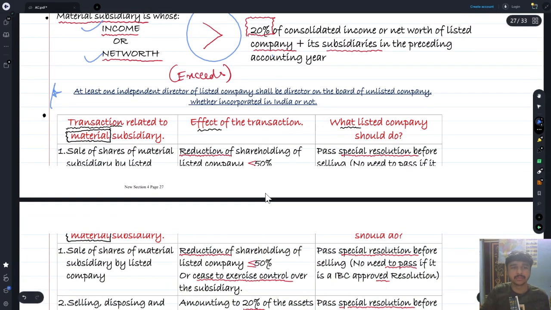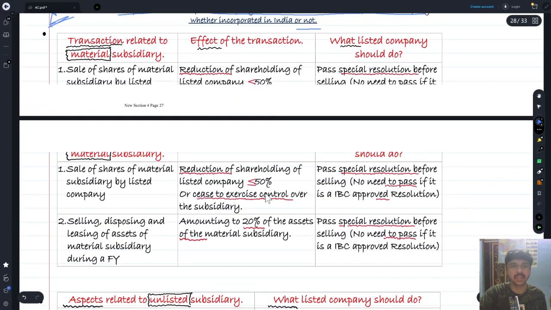A special point of reference, at least one independent director of the listed company shall be director on the board of the unlisted company, whether incorporated in India or not. So when you have a material subsidiary, the board of director of that material subsidiary should have a director who is acting as an independent director with the listed company. Okay, clear? Now we are going to the classification.